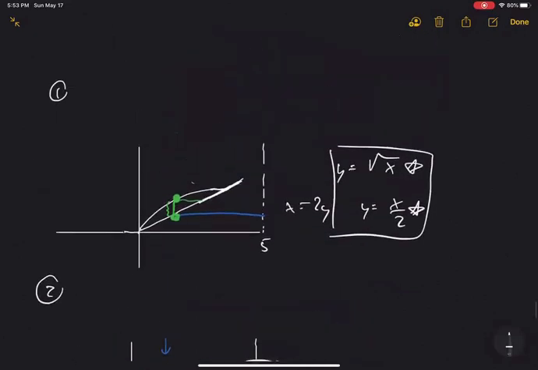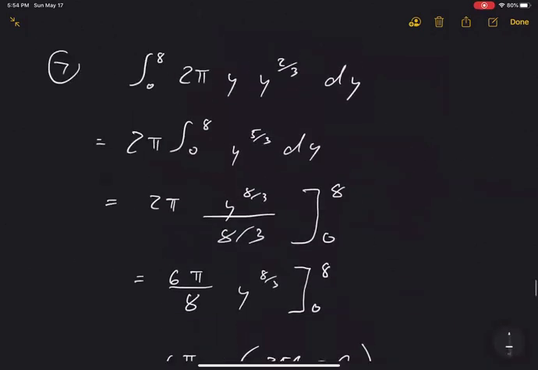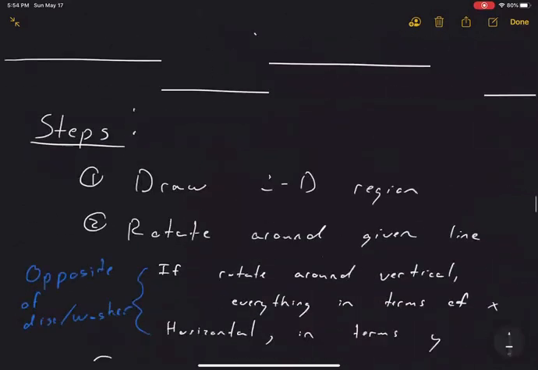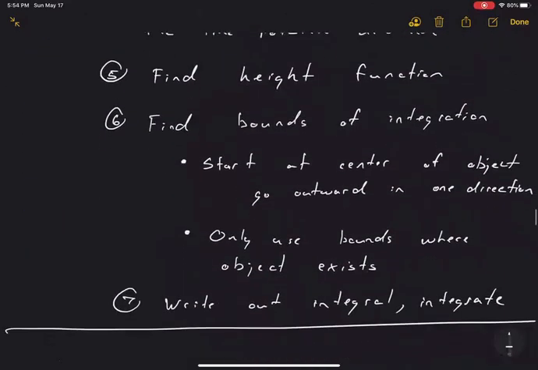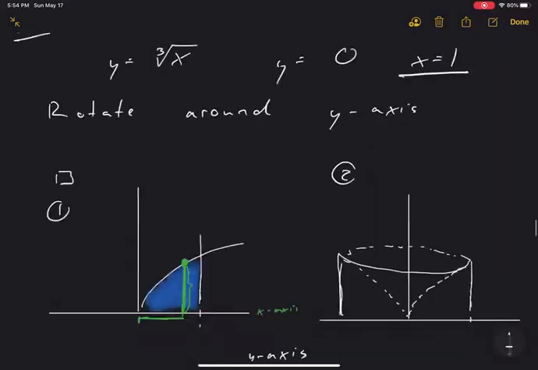All right, what are my bounds? Okay, and this is a good example to show what I meant in my steps. When we laid out our steps, we said find the bounds of integration, start at the center of the object, go outward in one direction. Only use bounds where the object exists. All right, so this is the critical point I want to emphasize.